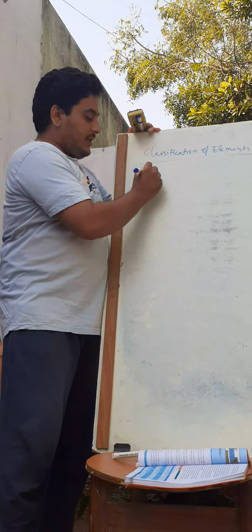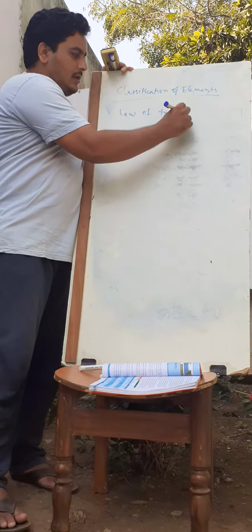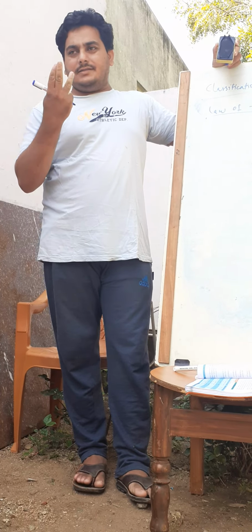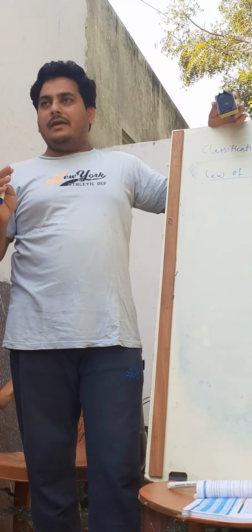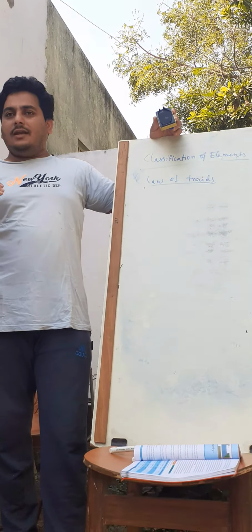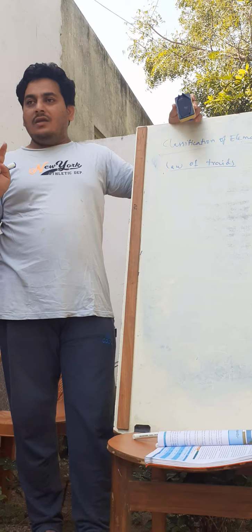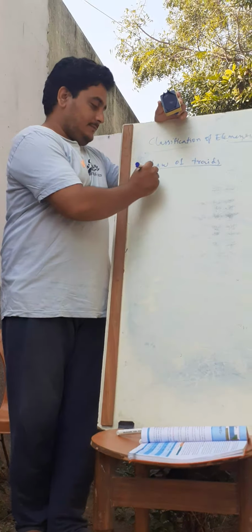Normally, Dobereiner, we can say it as the law of triads. What he did, he has taken 3 elements. Until that time, nobody was bringing any concepts. They were just trying to arrange the elements, how they should be remembered. But here, Dobereiner took the concept of atomic weights.